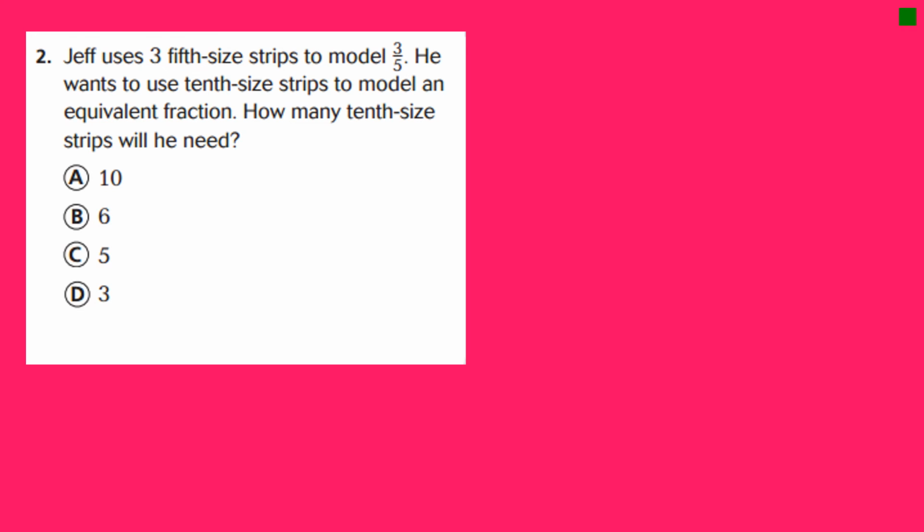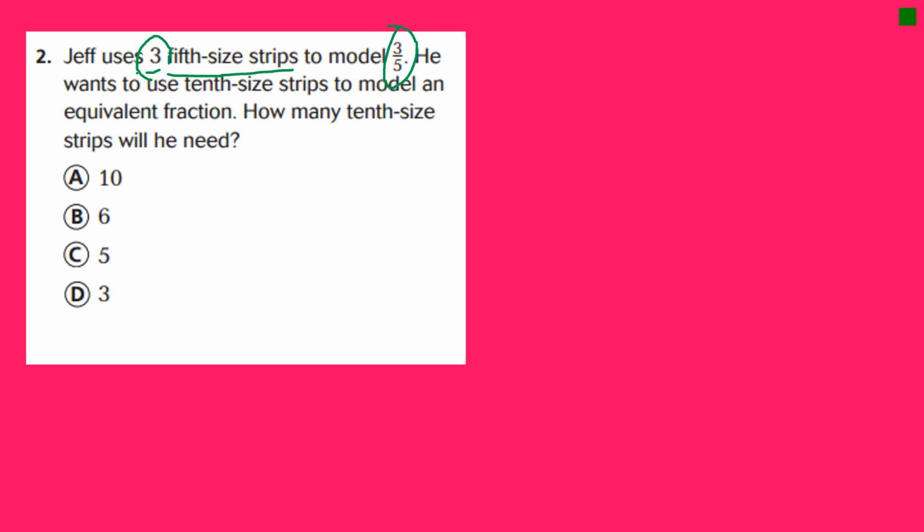Jeff uses 3/5 size strips to model 3/5. He wants to use 1/10 size strips to model an equivalent fraction. How many 1/10 size strips will he need? So let me reread. You know we need to reread all the time here. What does Jeff have? He has 3/5 size strips to model 3/5.